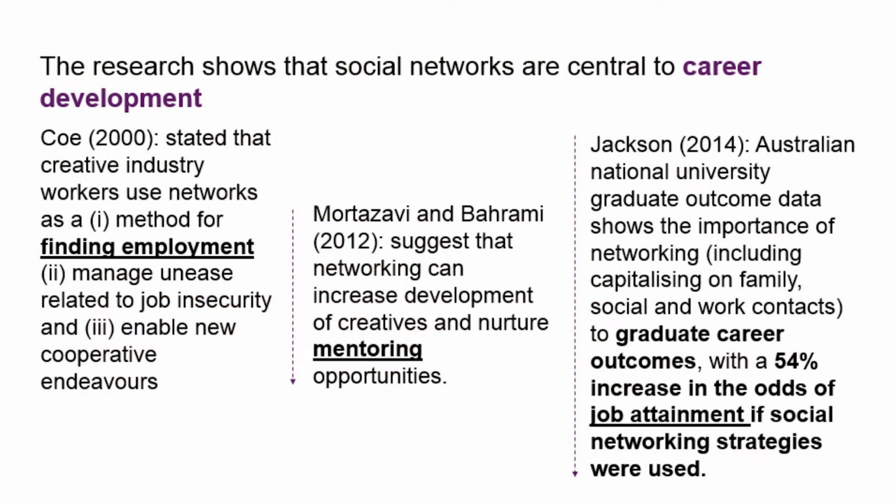And thirdly, Jackson in 2014 refers to an Australian National University study where he employed a study to look at graduate outcome data. And it showed that the importance of networking, and this includes capitalising on family, social and work contacts, to graduate career outcomes, had a 54% increase in the odds of job attainment if social networking strategies were used.